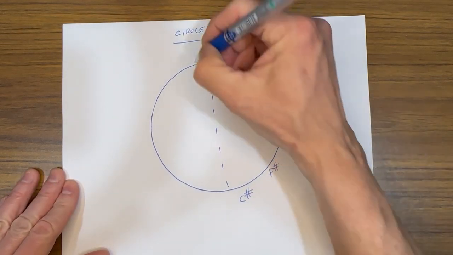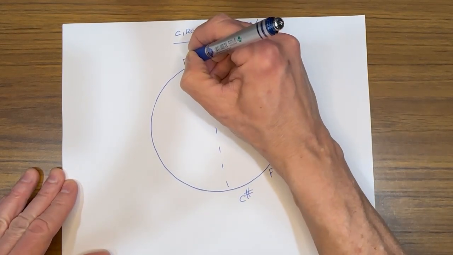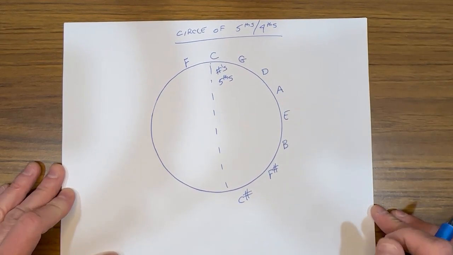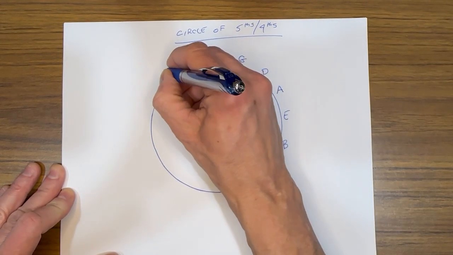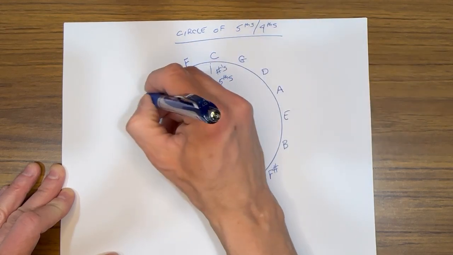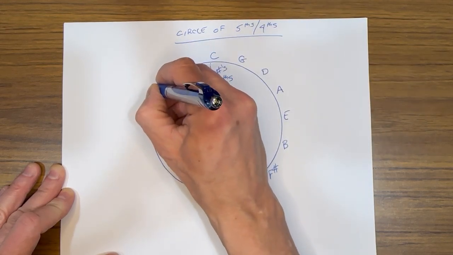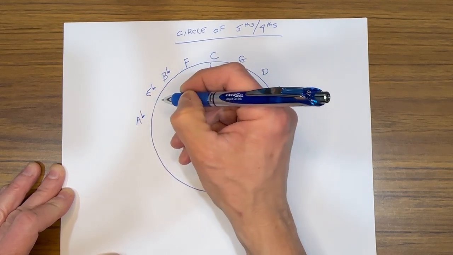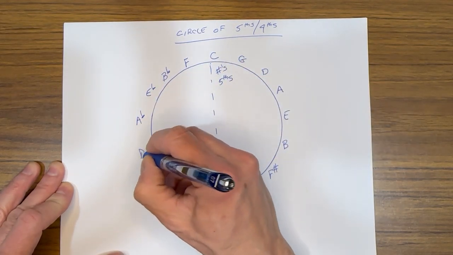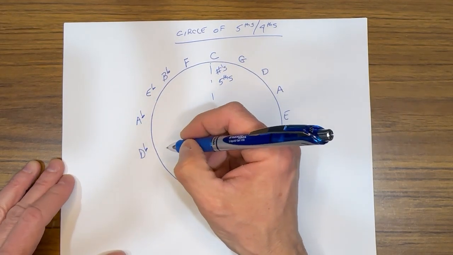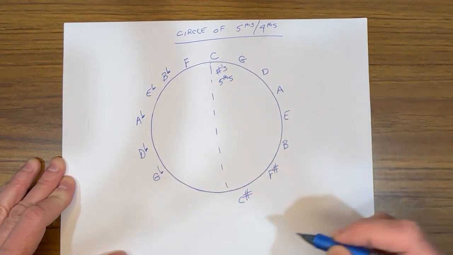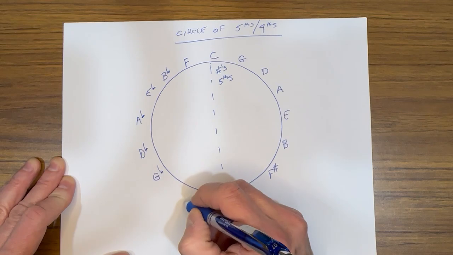So over here, which on a clock would be the 11 o'clock position, would be our F. And then we're going to have a B flat. And then it's an E flat. And it's an A flat. And it's a D flat. And it's a G flat. And it's also a C flat.